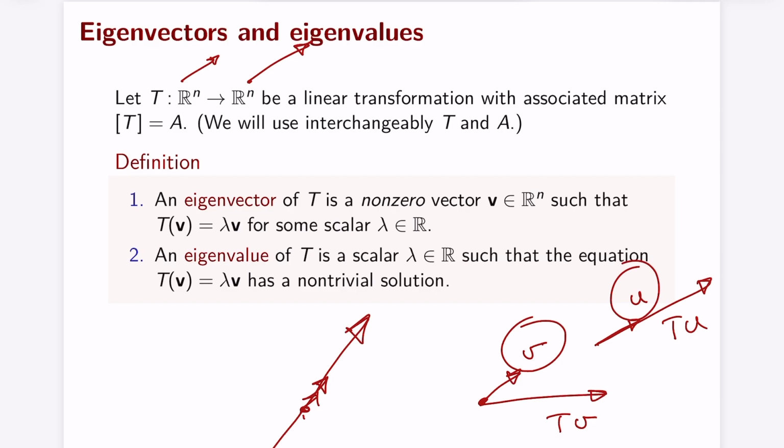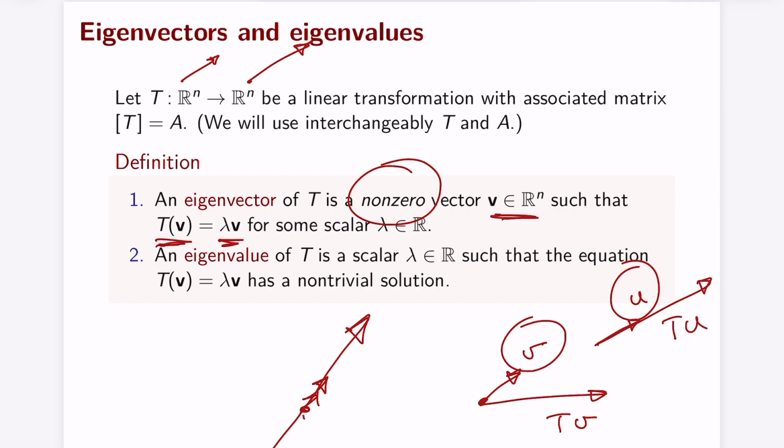Okay, so an eigenvector then is a vector in the domain such that when we transform it, we obtain a multiple of it. Very important, this vector cannot be zero. So an eigenvector is never the zero vector. So the definition of eigenvector is any vector whose transformed is a multiple of it, but is not zero.